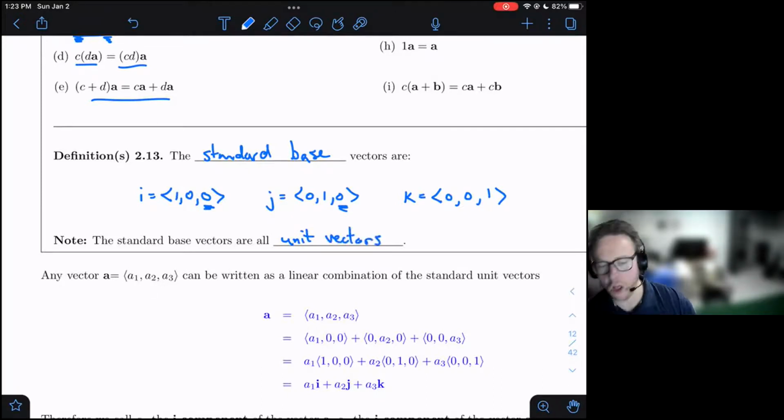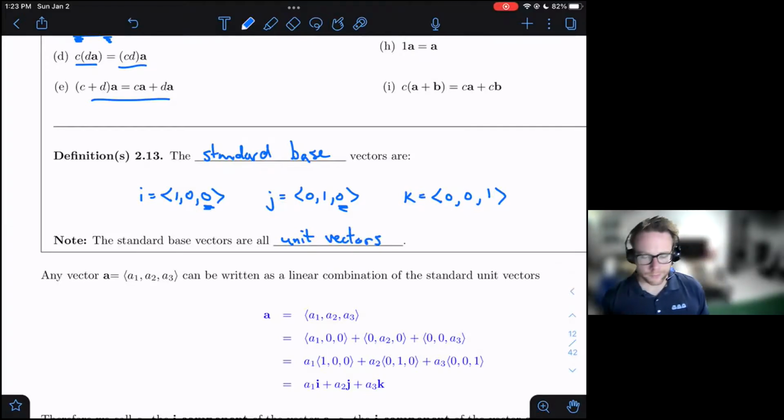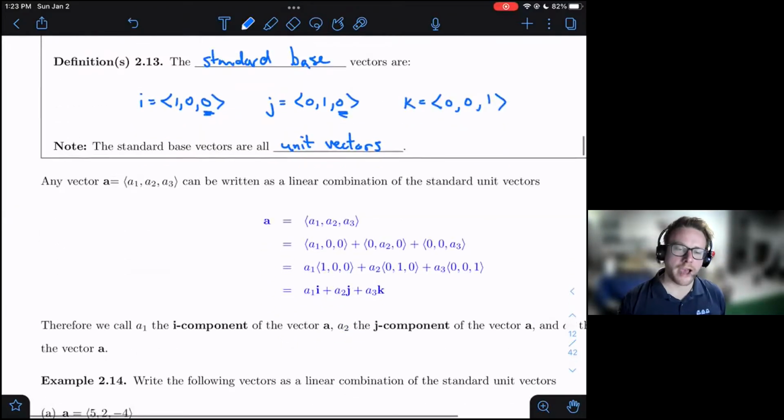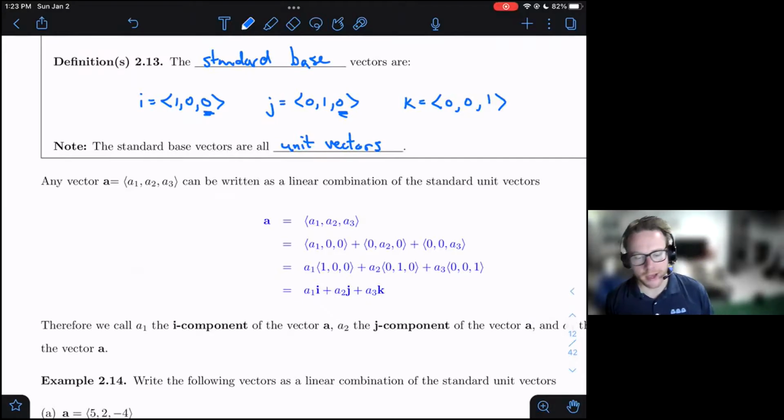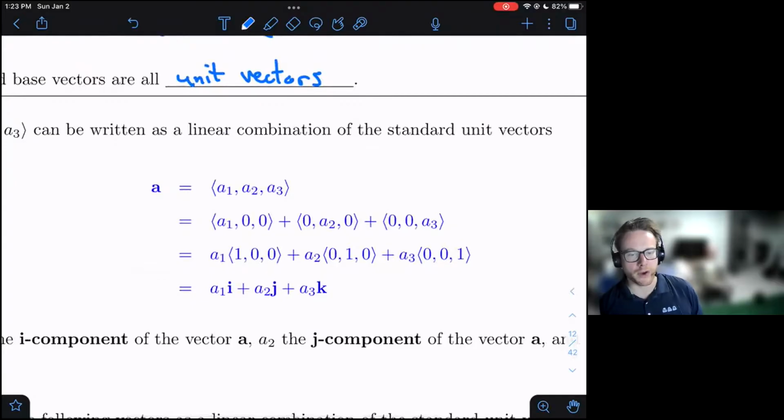That is that they all have length 1. So if you want to, you can write, rather than using these angled brackets for your vectors, you can write them in terms of the IJK notation. In order to do this, this is very formal what's going on here. We can go ahead and break up any old vector that we have into adding together its individual components.